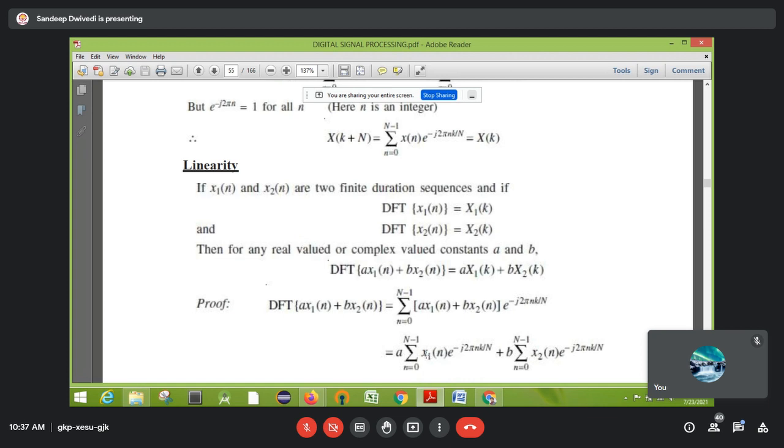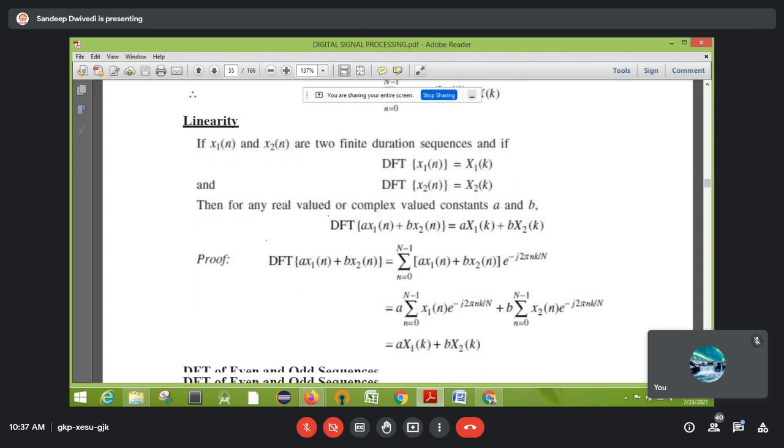So you can write this x1 of n summation as x1 of k, plus this x2 of n summation is also the formula of the DFT, so you can write it as b x2 of k. So a simple proof is there. This is simply a x1 of k plus b x2 of k.